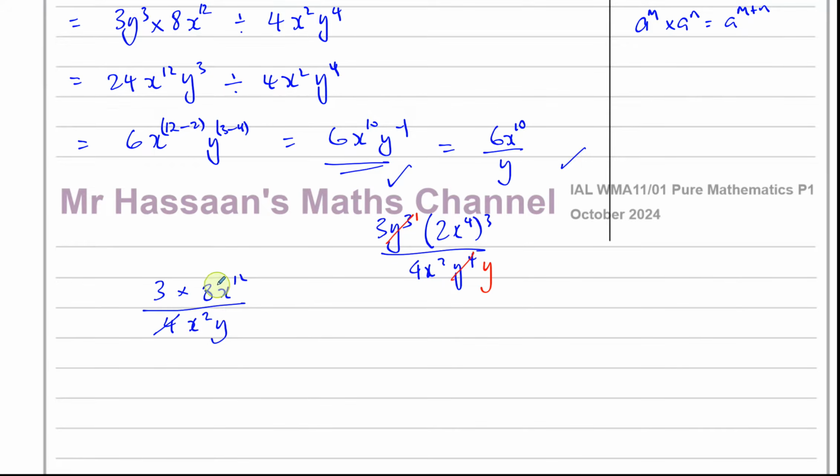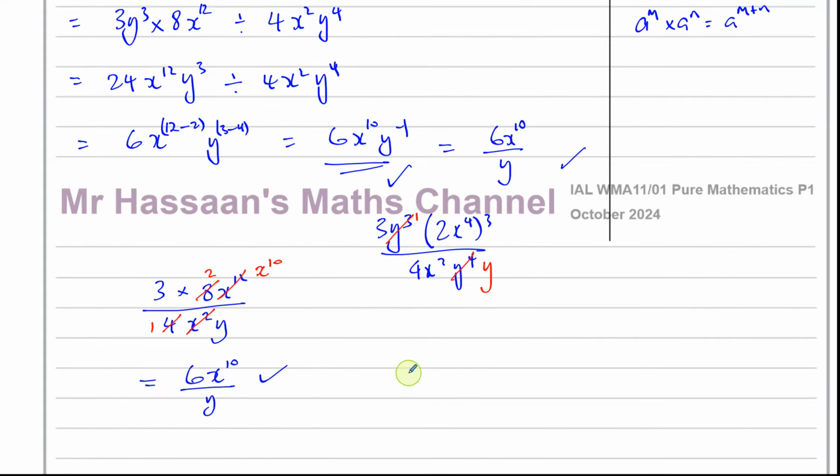Now we can cancel out the 4 with the 8. That gives you 2 here and 1 here. I'll do that in a different color so that it's a bit clearer. So the 4 and the 8, that gives you 1 here and a 2 here. And x to the power of 2, x to the power of 12, that gives you x to the power of 10 here. So now we can write our answer as 3 times 2, which is 6, x to the power of 10 over y, which is the same answer that we got there.